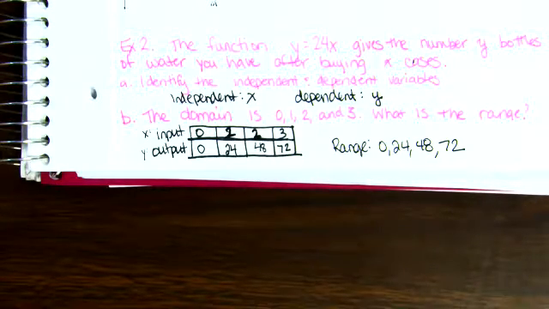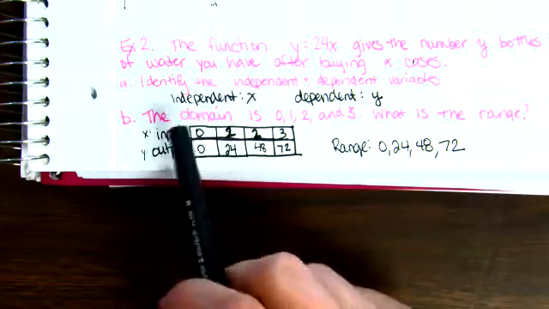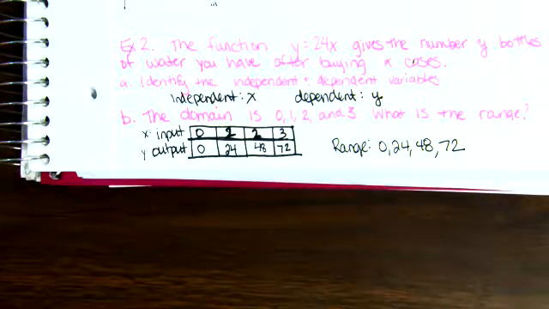And as far as this section goes, that's about it. So it's really just looking at the situations and deciding what is your domain, what's your range, what's your input, what's your output, and that sort of thing. So you should be all set.